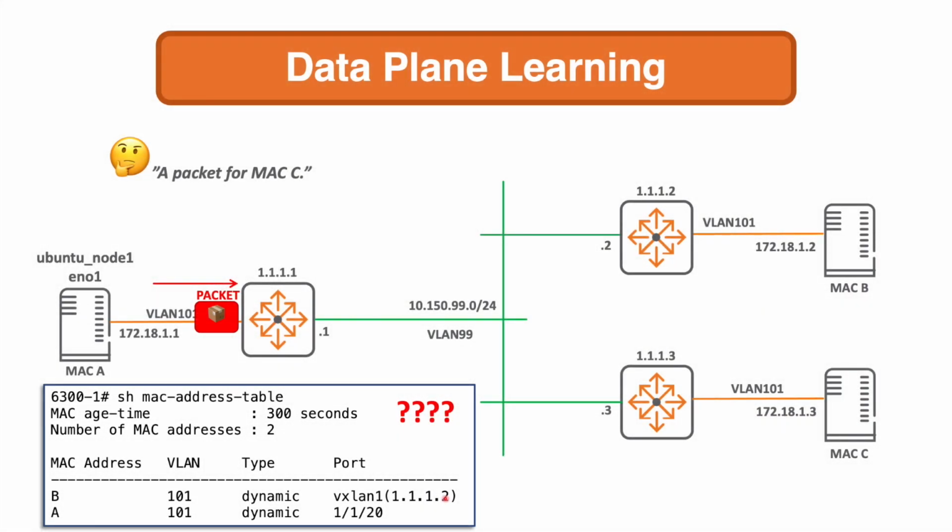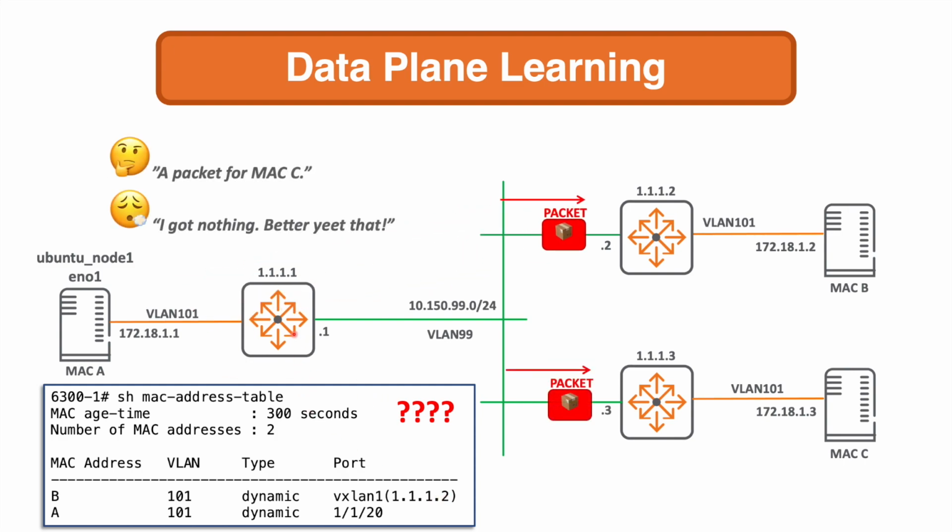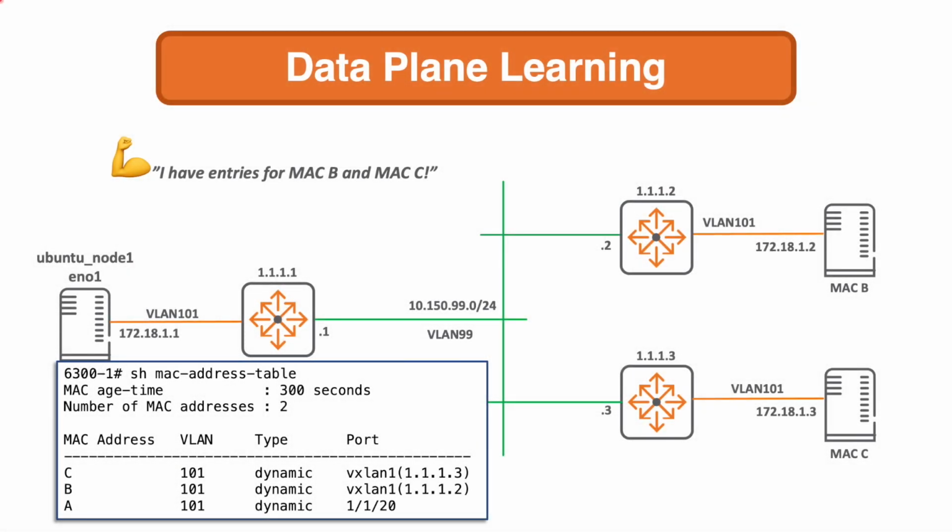We have a packet for MAC C, and our VTEP doesn't know about that, so we have to use head-end replication again. And then the VTEP is feeling pretty good about itself because it has entries for MAC B and MAC C, so we have C going to 1.1.1.3 and B to .2. So we don't have to use head-end replication for these unicasts because they're known now. So that's more efficient at this stage, and data plane learning in action.